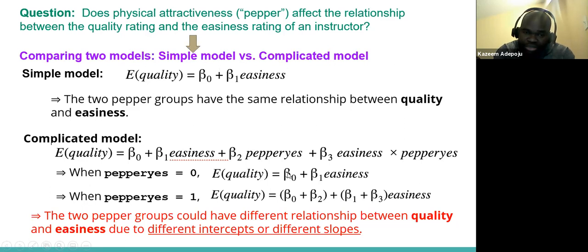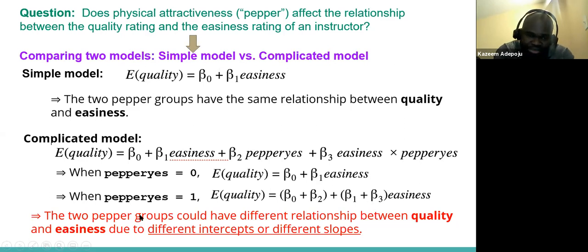Which group am I talking about? Where Pepe yes equals 0. This is the intercept. But when Pepe yes equals 1, the intercept has moved from beta naught to beta naught plus beta 2. Look at that. Difference in intercept. And also a difference in slope. The slope is beta 1 here, but beta 1 plus beta 3 right here.